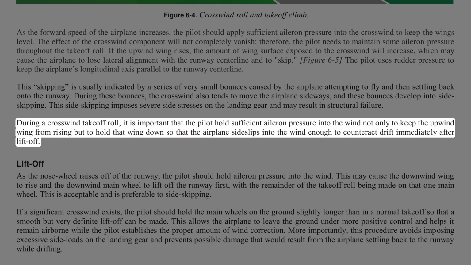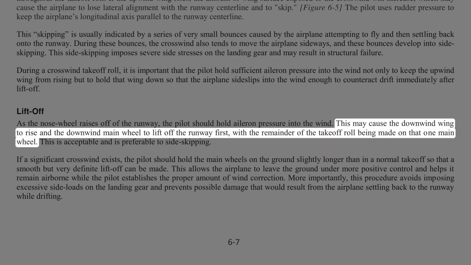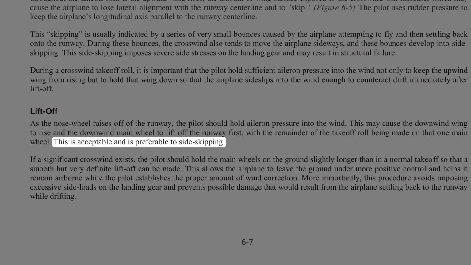During a crosswind takeoff roll, it is important that the pilot hold sufficient aileron pressure into the wind not only to keep the upwind wing from rising but to hold that wing down so that the airplane sideslips into the wind enough to counteract drift immediately after liftoff. Liftoff. As the nose wheel raises off of the runway, the pilot should hold aileron pressure into the wind. This may cause the downwind wing to rise and the downwind main wheel to lift off the runway first, with the remainder of the takeoff roll being made on that one main wheel. This is acceptable and is preferable to side skipping.